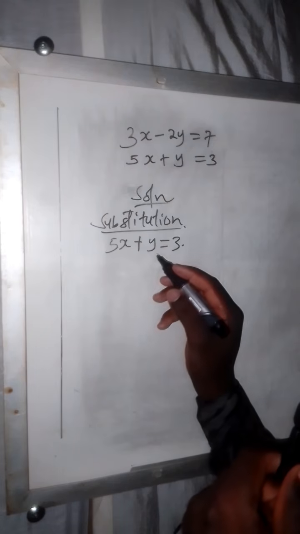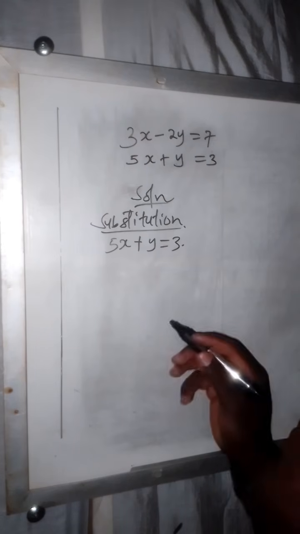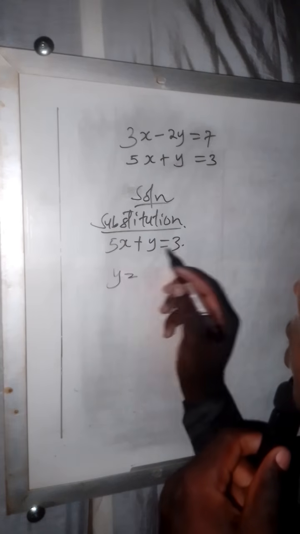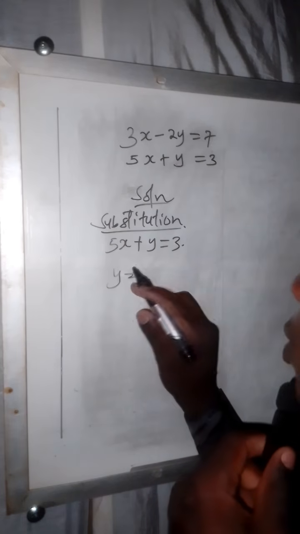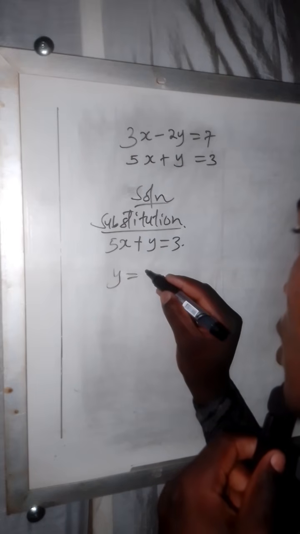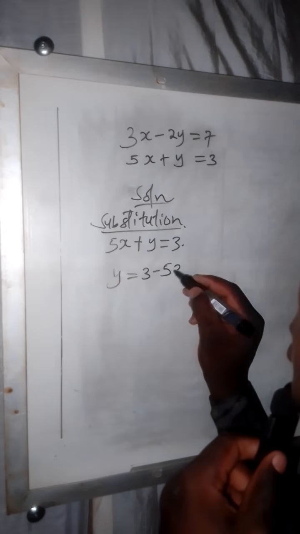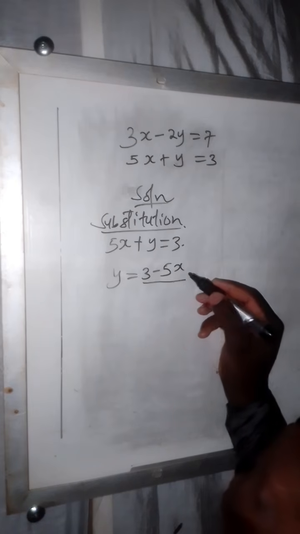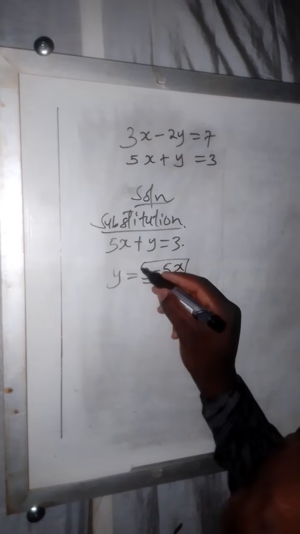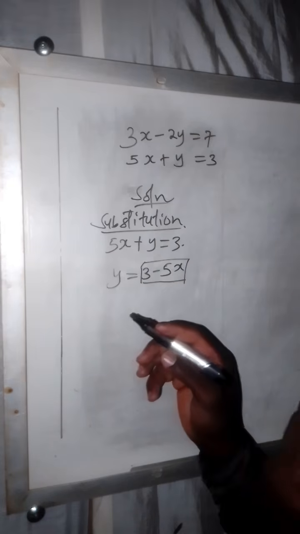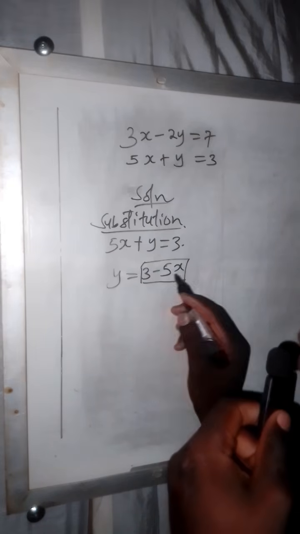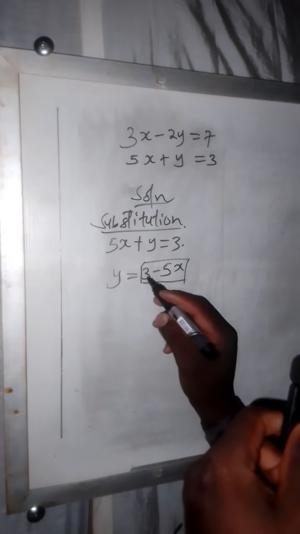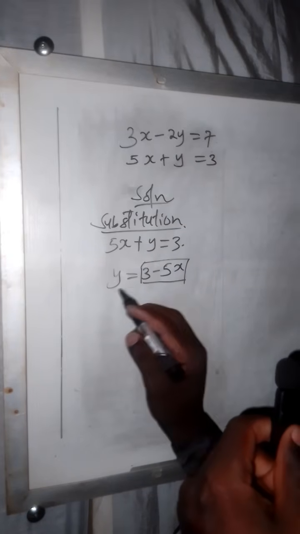If we take y to be the subject of this equation, we can say y is equal to this one. It crosses the equal sign, so it will be 3 minus 5x. Where we have y is equal to this, we will substitute this given value of y.